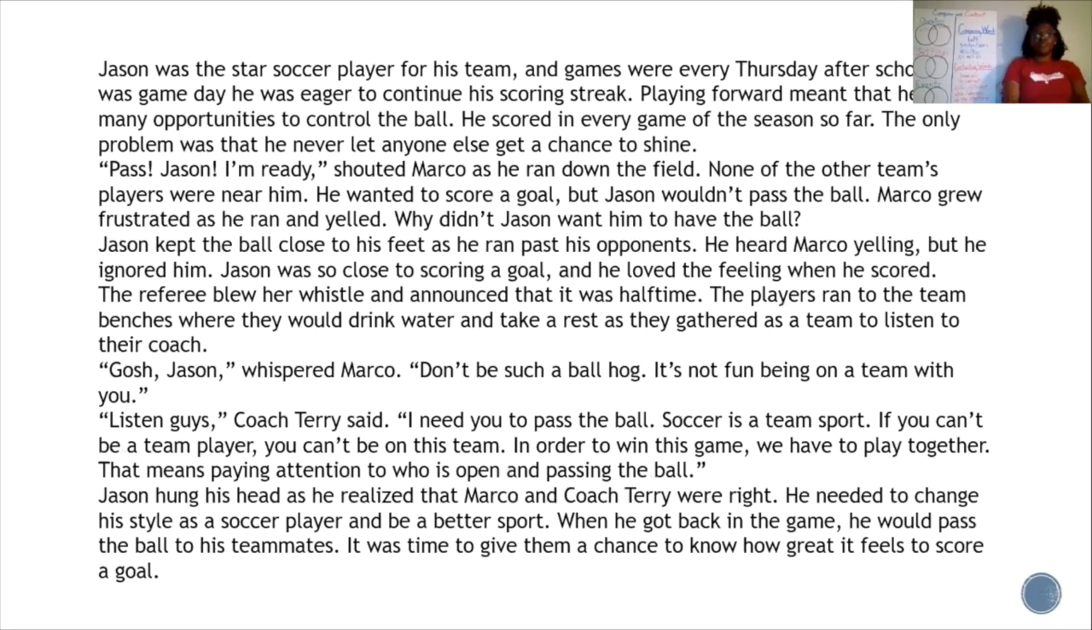Text 2. Jason was the star soccer player for his team, and games were every Thursday after school. Today was game day, and he was eager to continue his scoring streak. Playing forward meant that he had many opportunities to control the ball. He scored in every game of the season so far. The only problem was that he never let anyone else get a chance to shine.